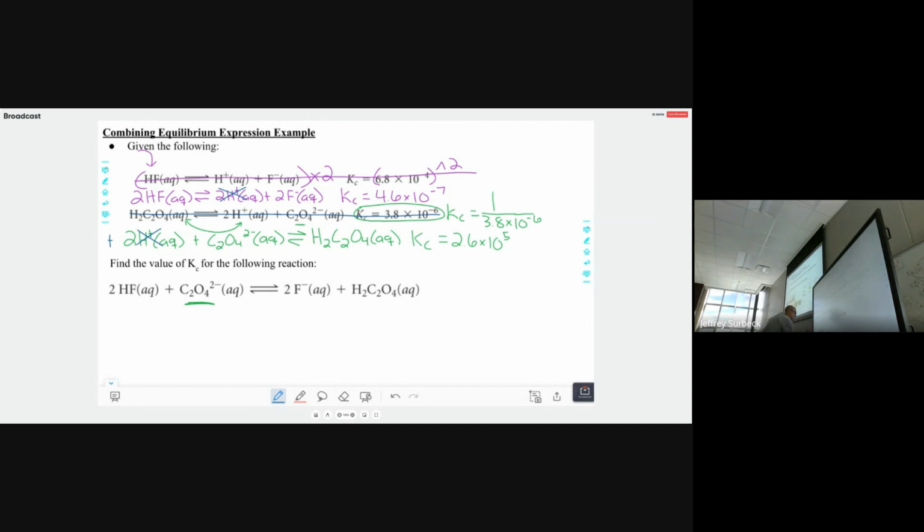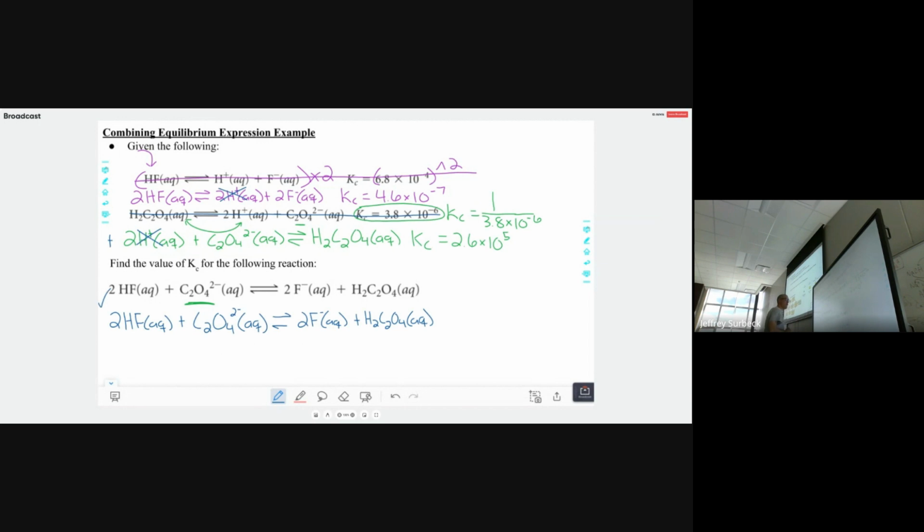I have 2HF, and then my only other substance on the reactant side is C2O4 2 minus. Nothing else is on the left-hand side of either the purple or the green equation. I draw my equilibrium arrows, and my items on the right-hand side are 2F minus plus H2C2O4. Now, this is our check, right? We added the equations together to get what we want. So all this blue one does is serve as a check. The equation we want, right above it, written in black, matches up.